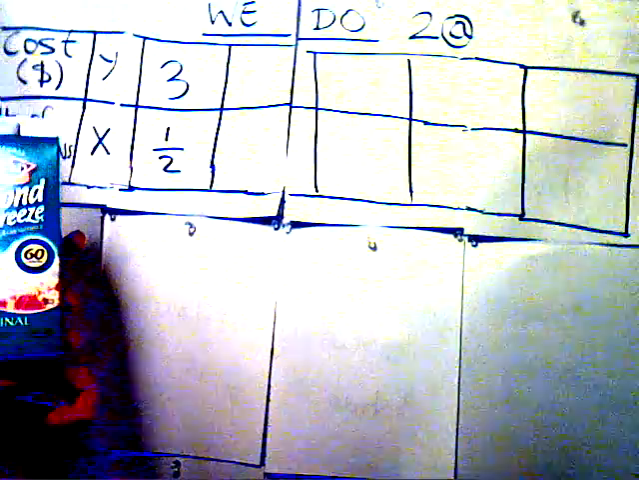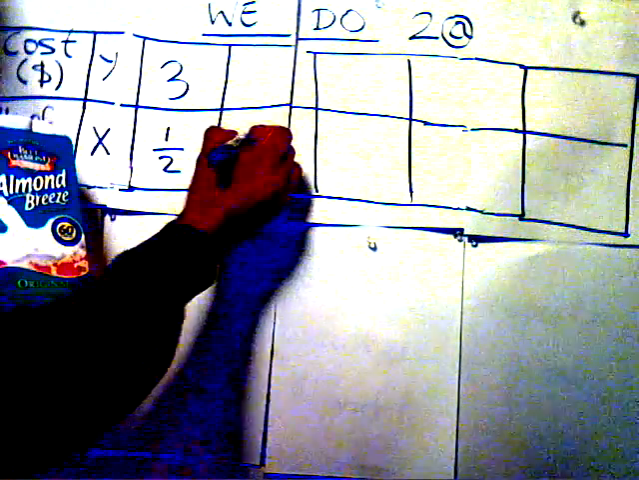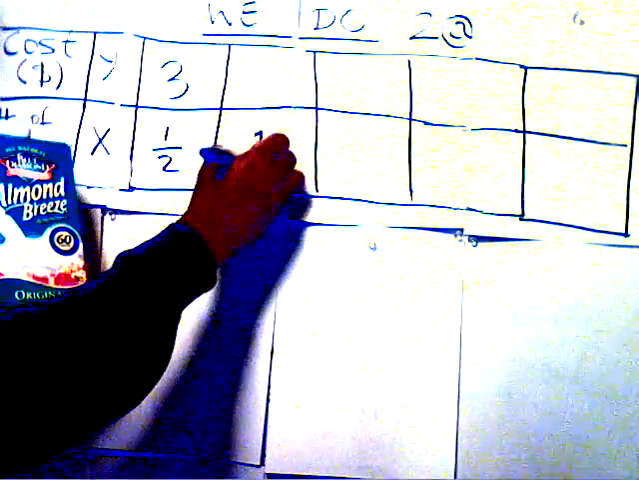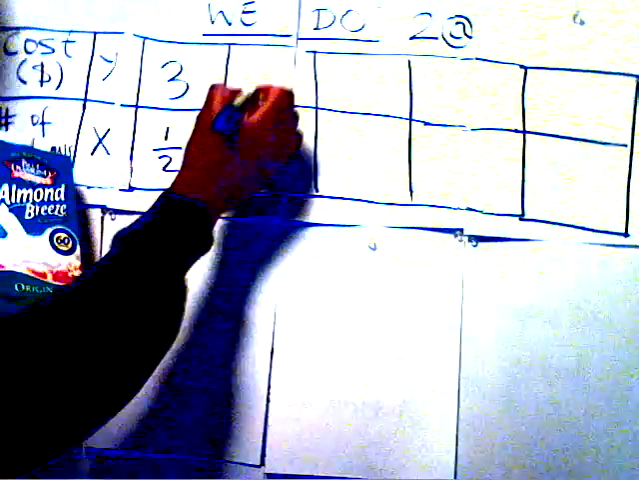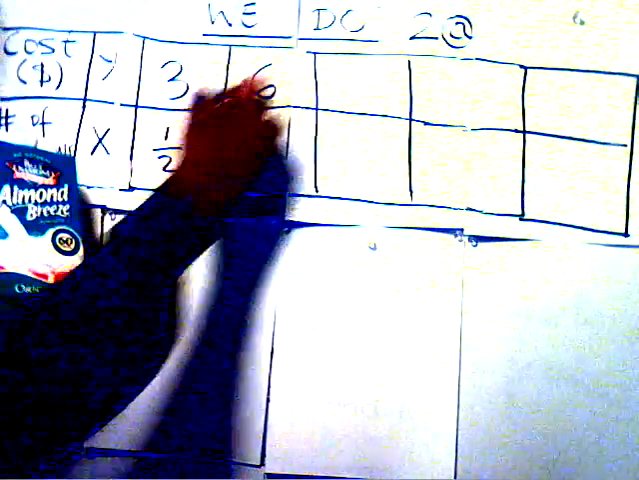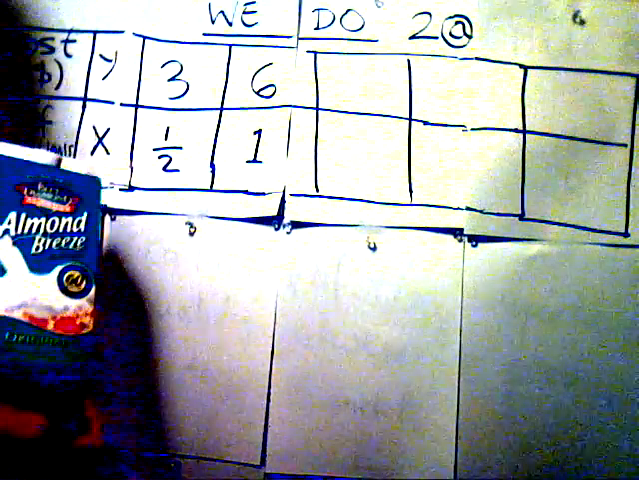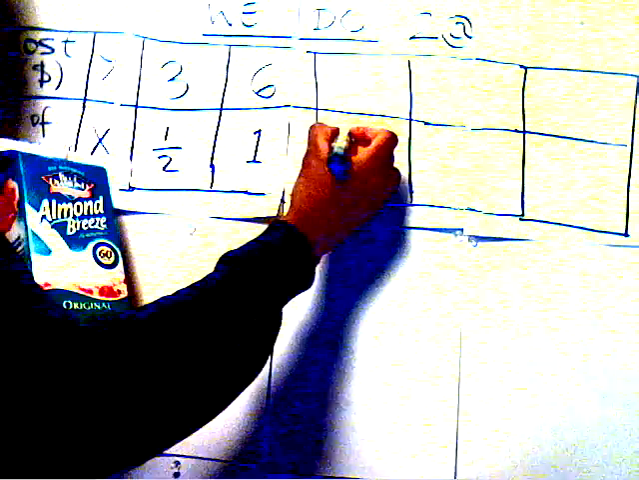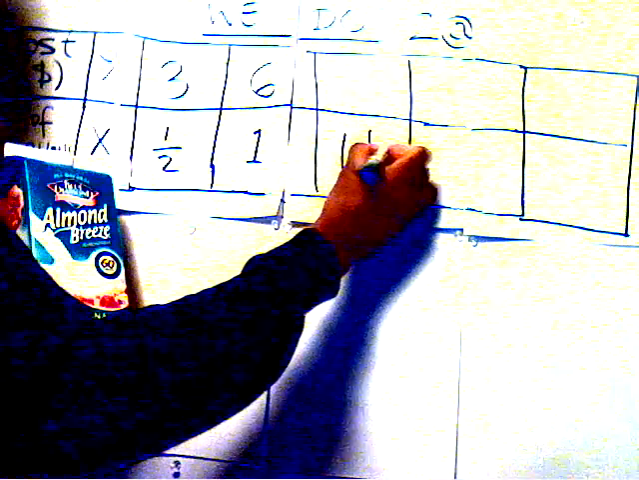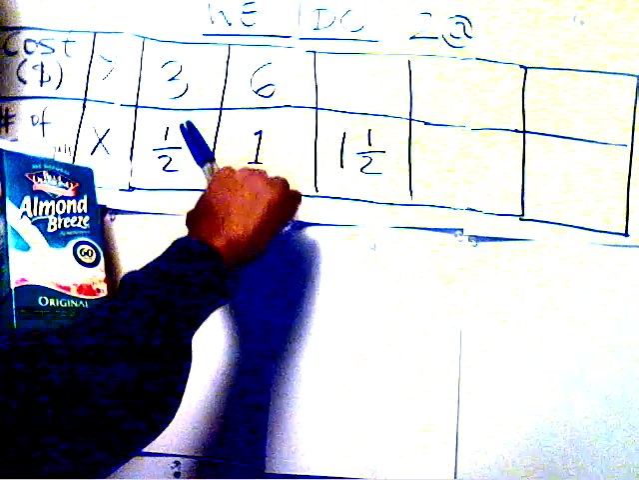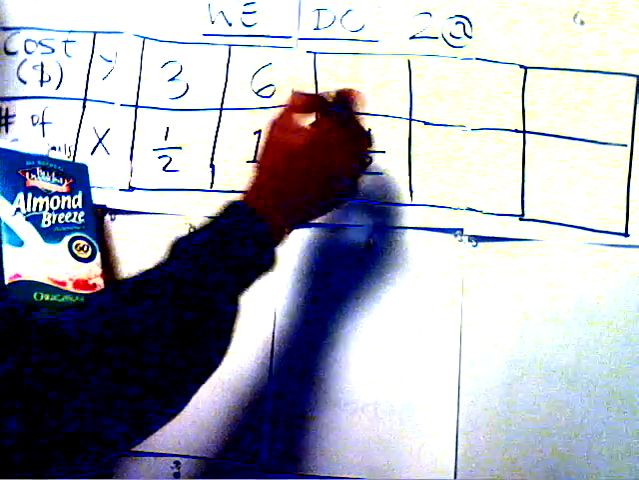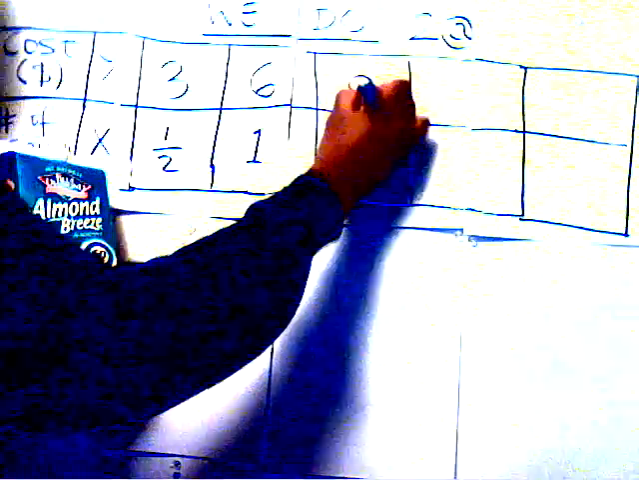So can somebody tell me what 1 gallon would cost? Yes, 1 gallon would cost twice the amount that half a gallon costs. And so I would expect 1.5 gallons to cost another $3, because 1 gallon costs $6. So add another 3 to 6, you get 9.